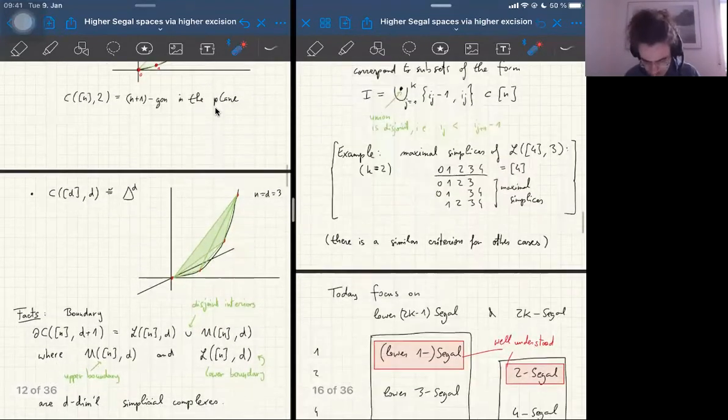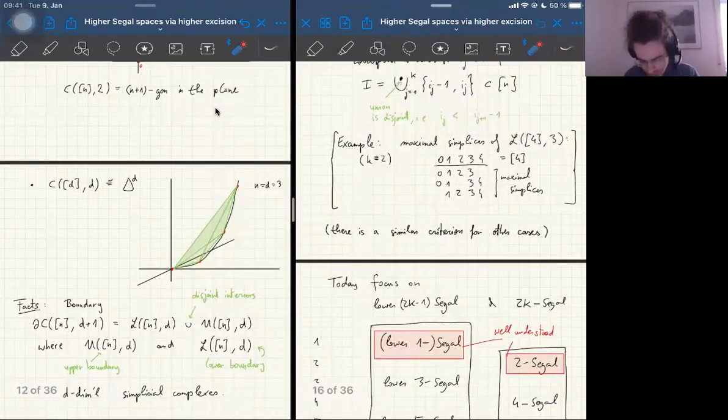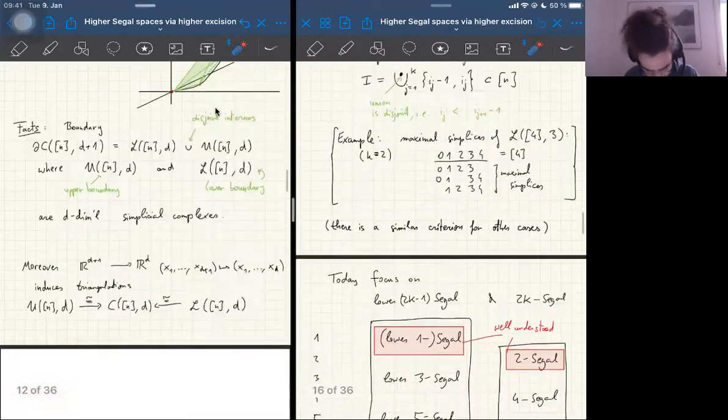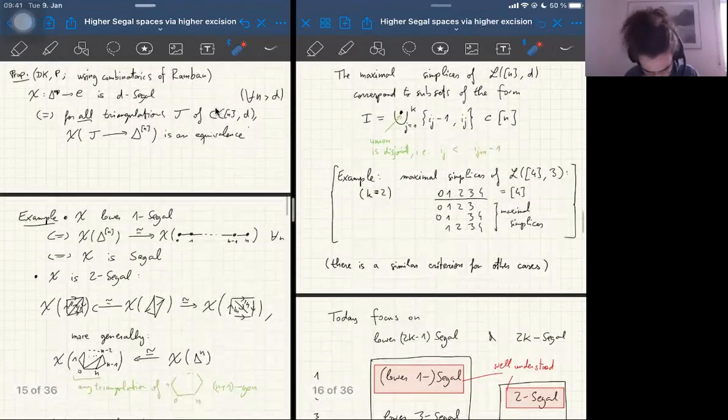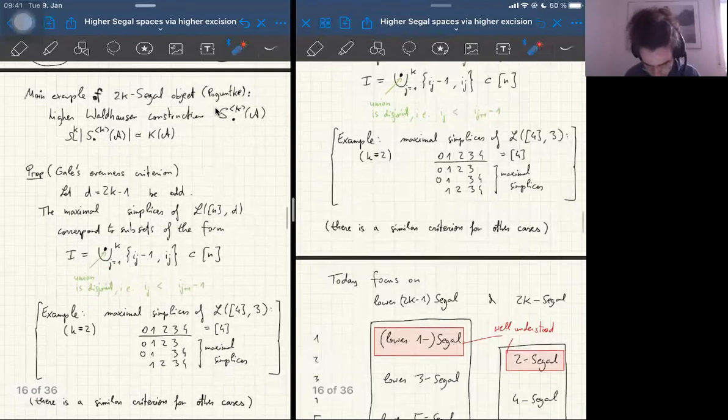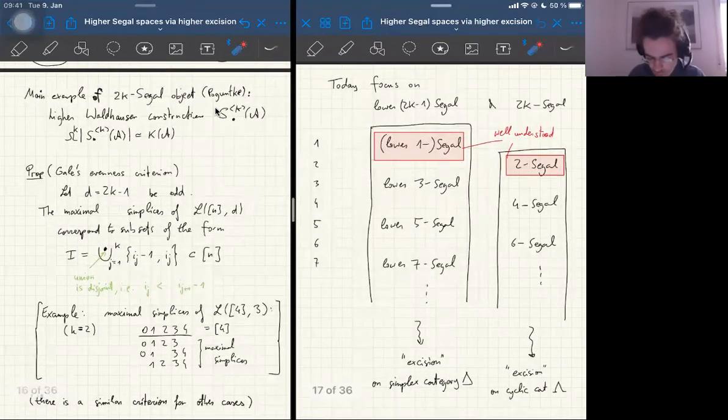Okay, so there's this nice hierarchy. Sorry, let me scroll up. So, okay. So today I want to focus on two parts of this hierarchy.